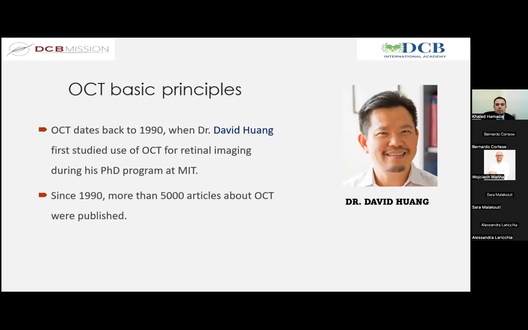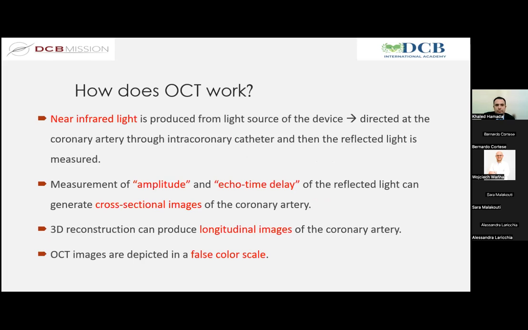OCT dates back to 1990 when Dr. David Huang first studied the use of OCT for retinal imaging during his PhD program at MIT. Since 1990, more than 5,000 articles about OCT were published.